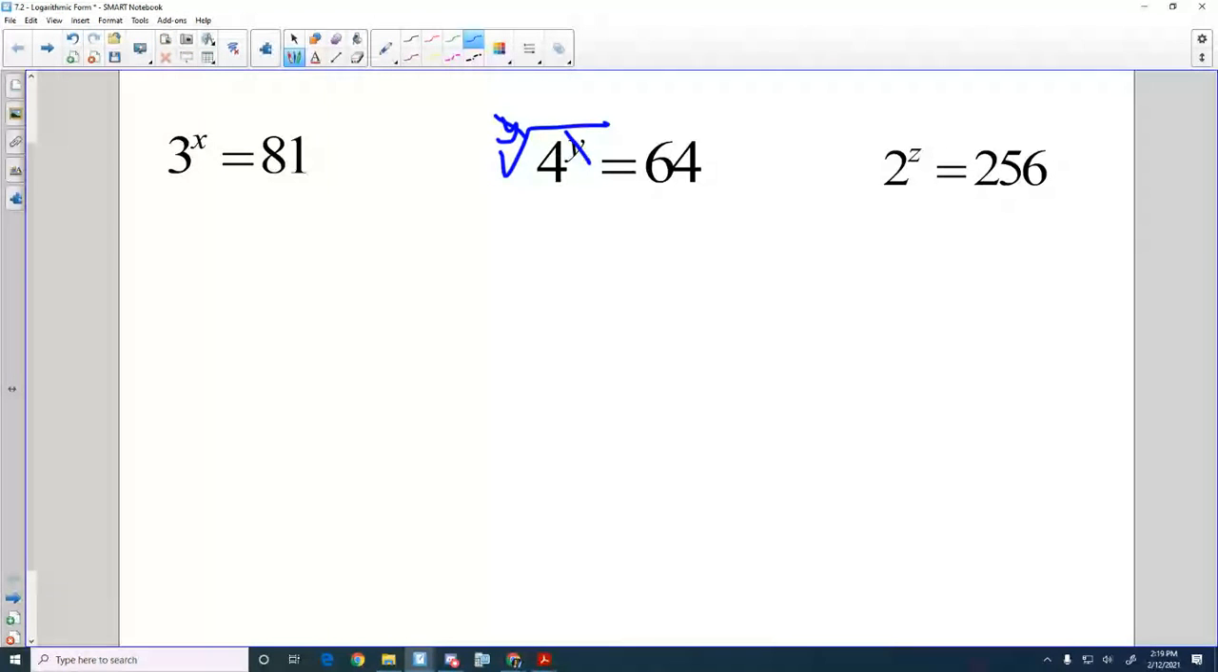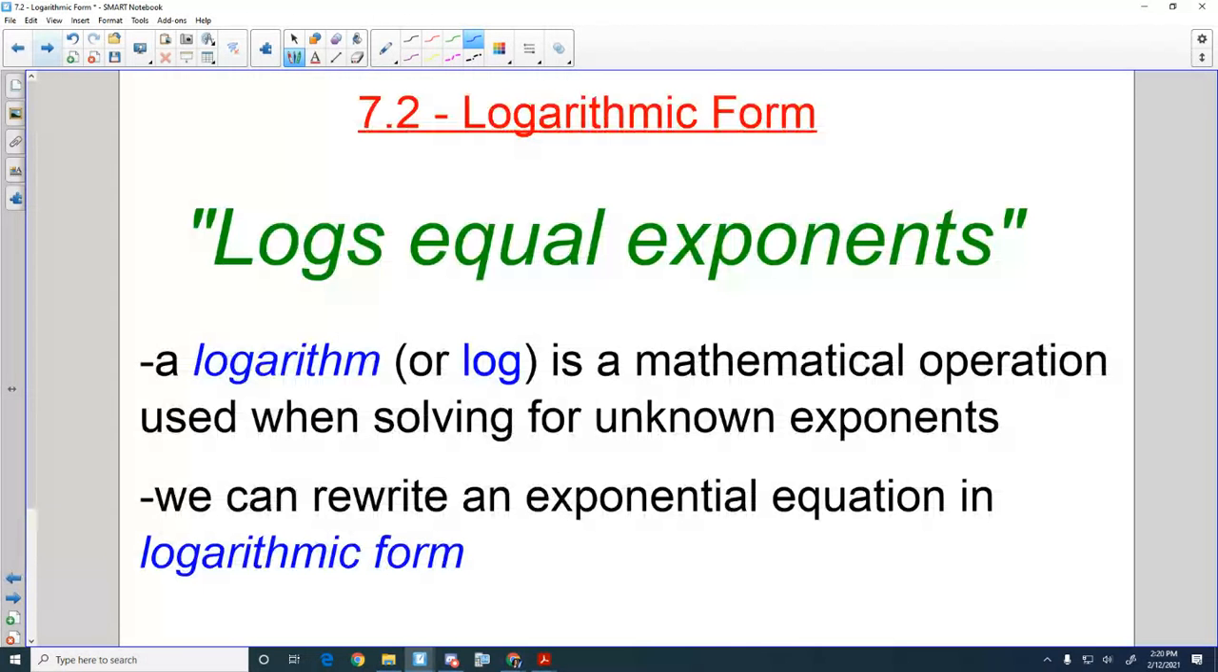Turns out there is a technique that allows us to solve for an exponent. And that new mathematical tool that we're learning today is called a log. Dun, dun, dun, dun. Oh, this is very exciting.